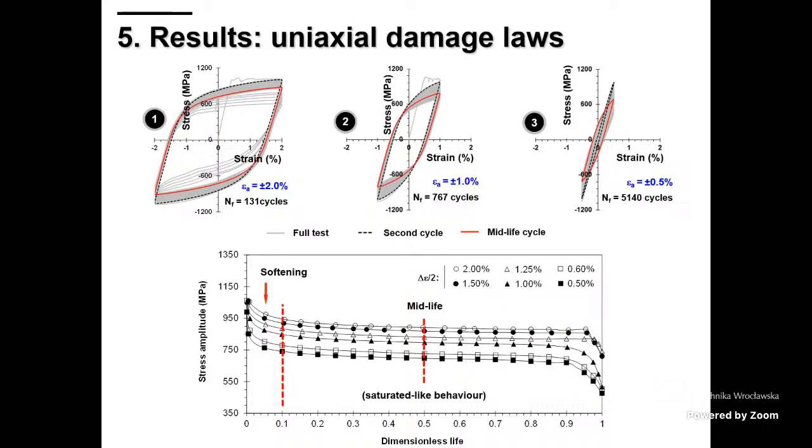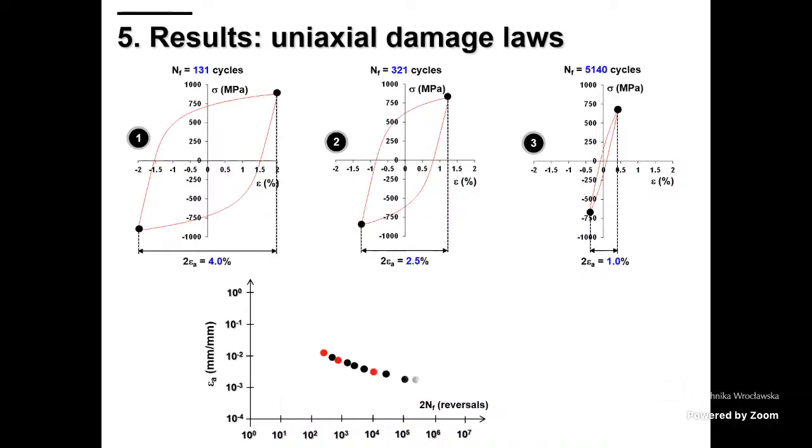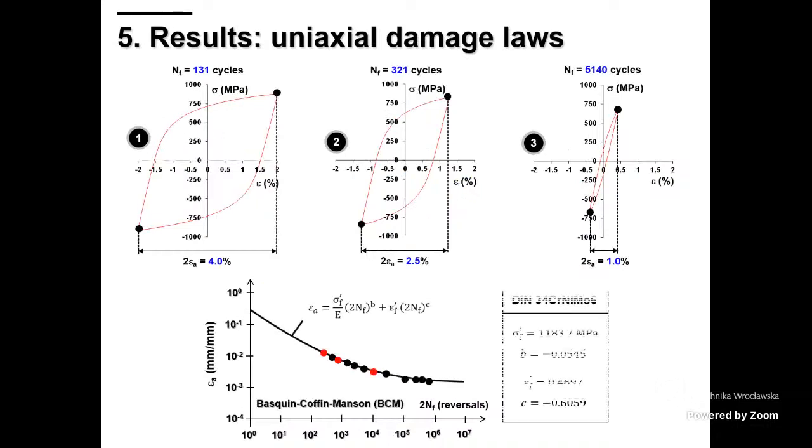And once again, we selected the midlife cycle as representative of this loading level. So now we are able to create the 1 parameter damage loss. Here I'm showing you 3 stable loops, but we considered all tested cases, and then we can fit the points using this simple approach. And as you can see here, we are able to do that with a high correlation.